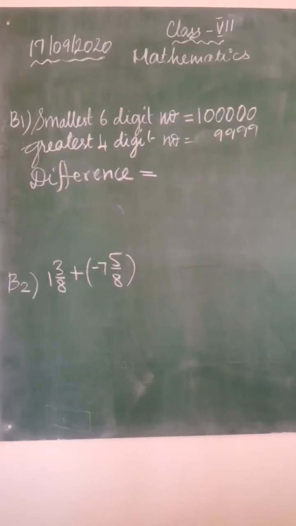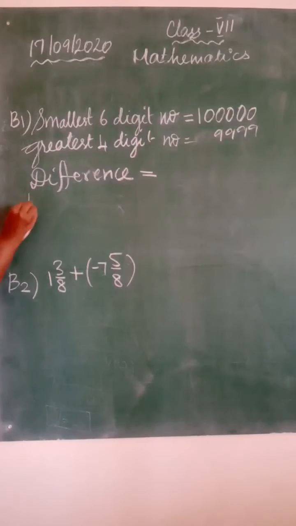Now remember, the smallest 2-digit number is 10 and the greatest 1-digit number is 9. So any greatest number will consist of 9s. So the greatest 4-digit number means 9999. Next, the smallest 6-digit number means it will have 1 and then the following 5 numbers are 0. Here we have to find the difference between them. So find the difference.